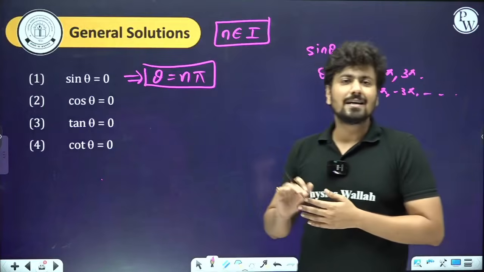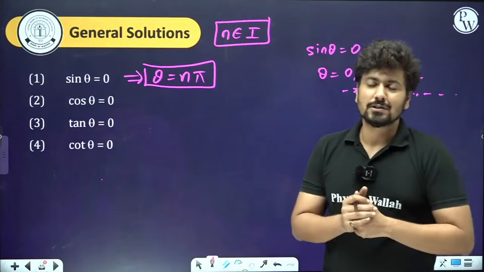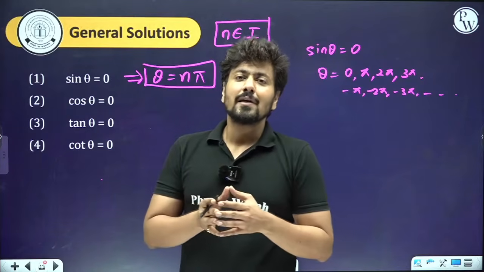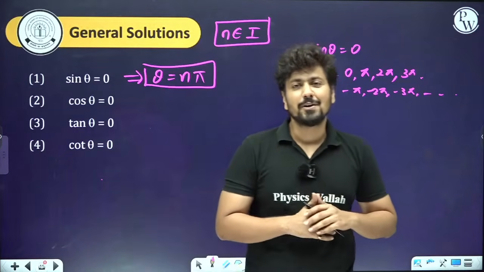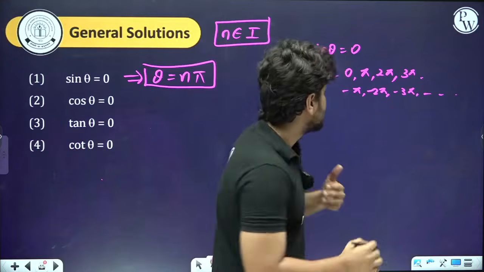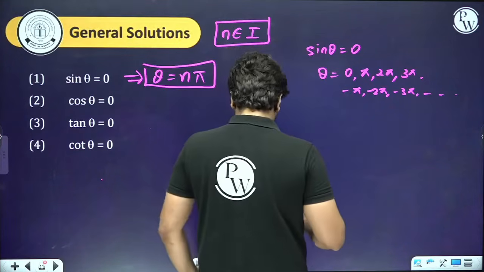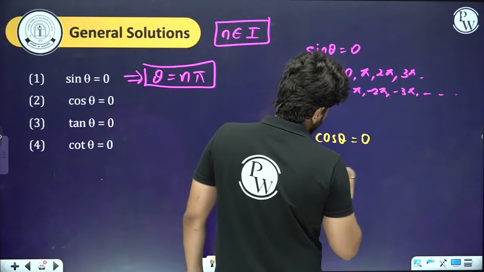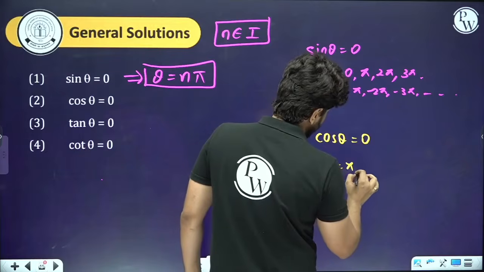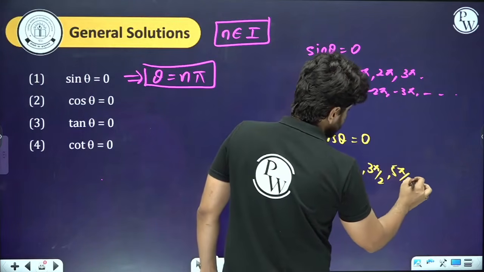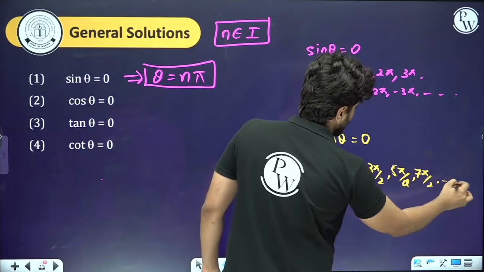Okay, now where is cos theta 0? Where is cos theta 0? So we know that cos theta is 0 at odd multiples of pi by 2, right? Odd multiples of pi by 2, like pi by 2, 3 pi by 2. Okay, cos theta is equal to 0 at theta is equal to pi by 2, 3 pi by 2, 5 pi by 2, 7 pi by 2, right? All of you know that.